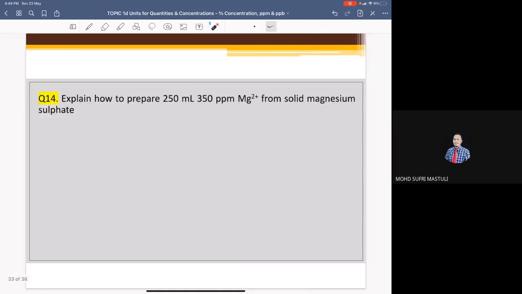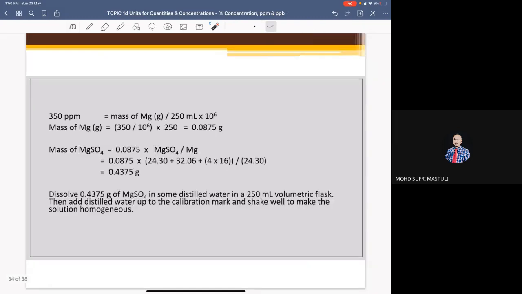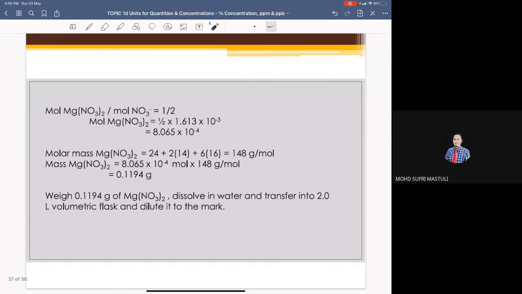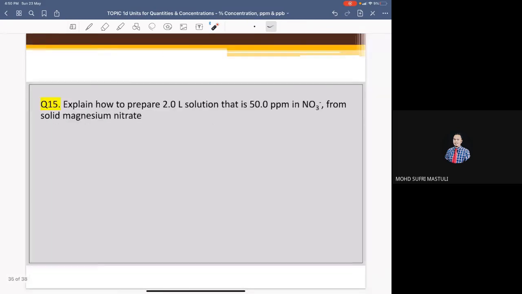Also another question you have to try. Explain how to prepare 250 ml of 350 ppm of magnesium 2 plus from solid magnesium sulfate. So the answer is also given, and then you can have a try. Okay, same for the other questions as well.